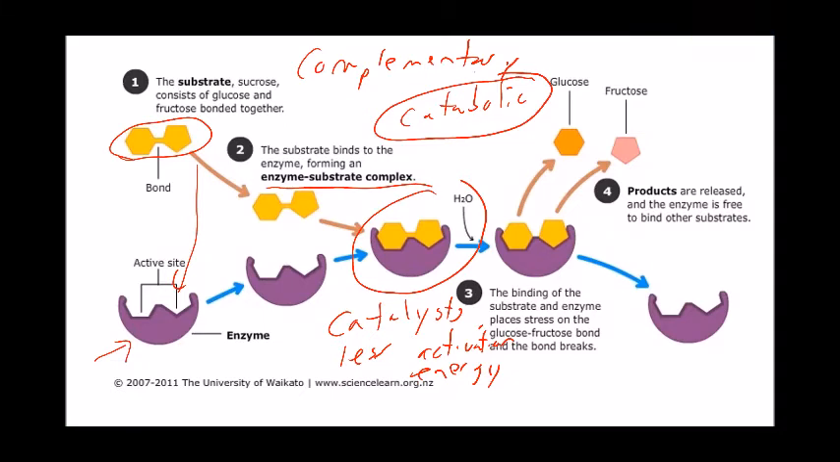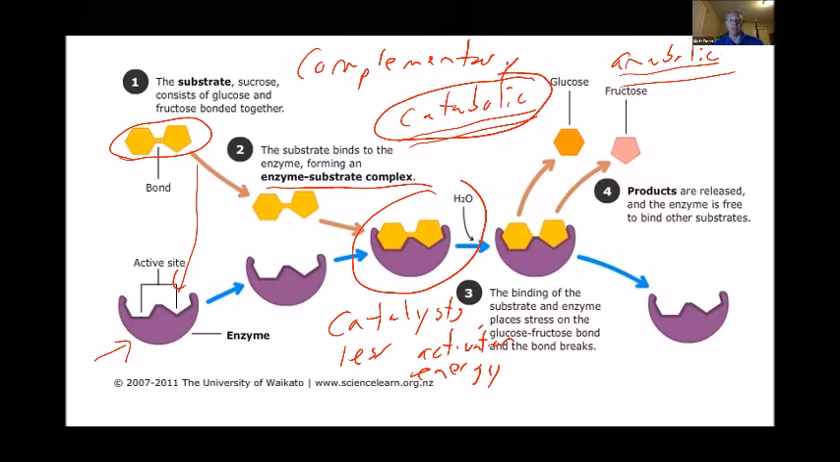And somebody else tell me what's the opposite of catabolic? Anabolic. So enzymes are usually one or the other. There are some enzymes that are catabolic that break things down. There are other enzymes that catalyze reactions that put things together, that are anabolic. Either way, when the reaction's over, we now have these products, in this case, glucose and fructose.